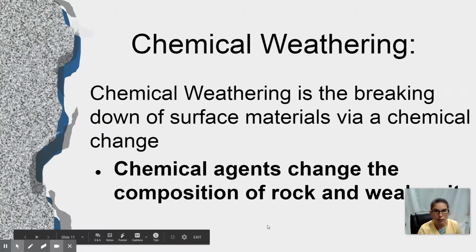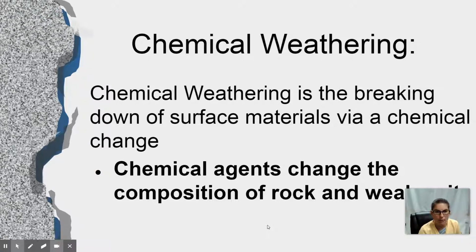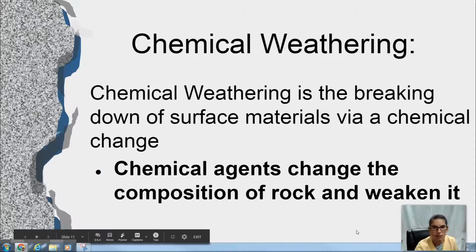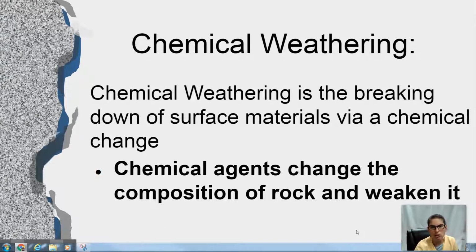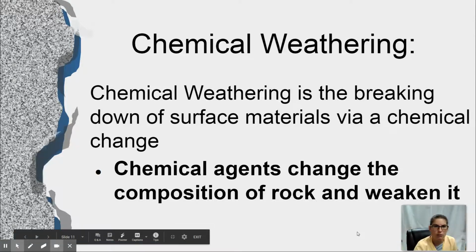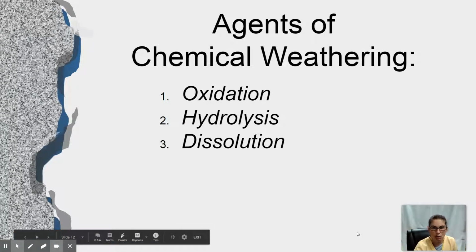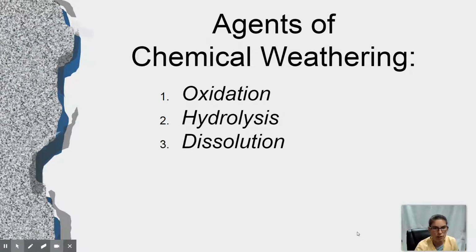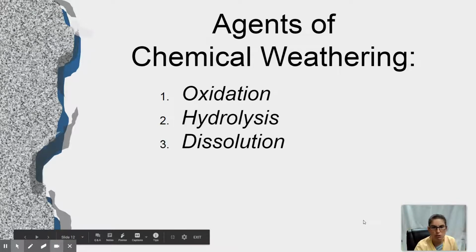All right, chemical weathering uses a chemical reaction. I know we haven't necessarily done chemical reactions in chemistry yet, but when you talk about a chemical reaction, you're changing the composition of the substance. Just keep that in mind for when we get to that chemistry unit. So what are some examples of chemical weathering? There are three major types: oxidation, hydrolysis, and dissolution. I'll show you some pictures of each and explain what the difference is.